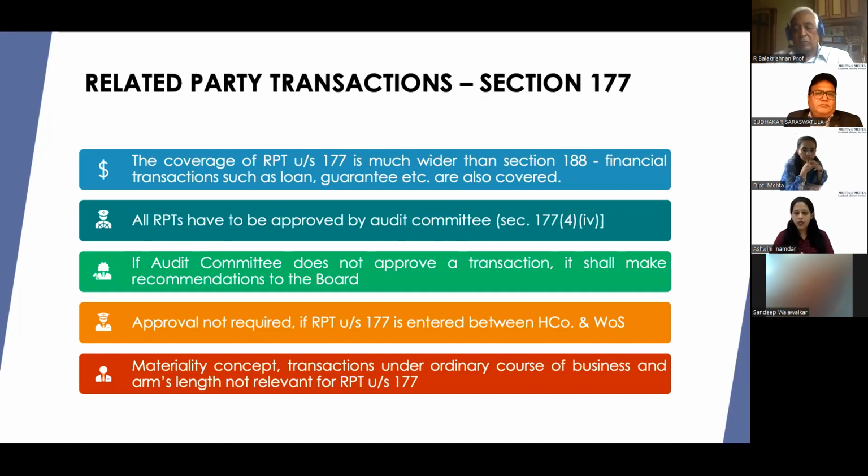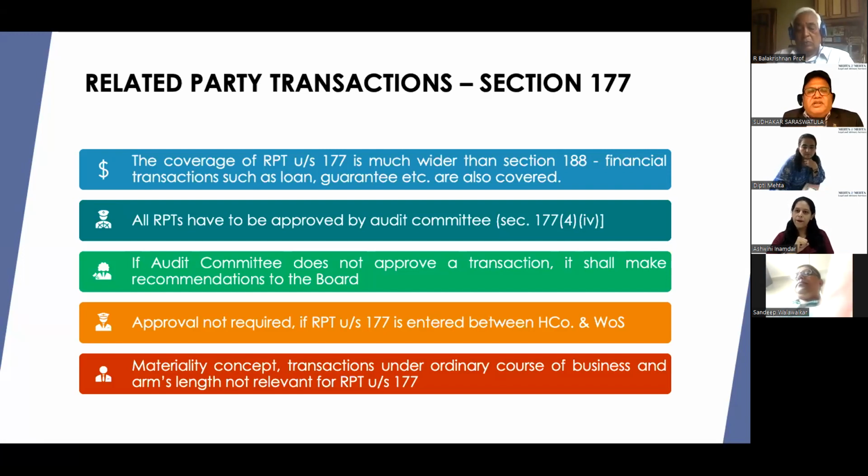If the audit committee does not approve the transaction, it shall recommend the same to the board for its approval. Approval is not required if a related party transaction under 177 is entered between a holding company and a wholly owned subsidiary. And the materiality concept, transactions in the ordinary course of business or at arm's length, are not relevant for RPT under 177. Why we say that is, any transaction with a related party is the concept when we get approval under the audit committee. Sudhakar sir, would you like to throw some light on this concept?